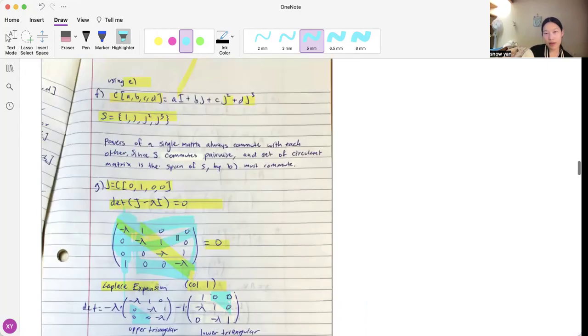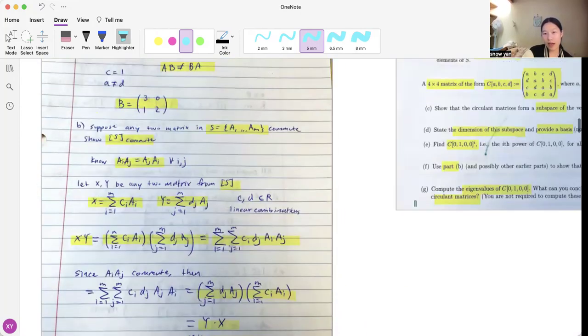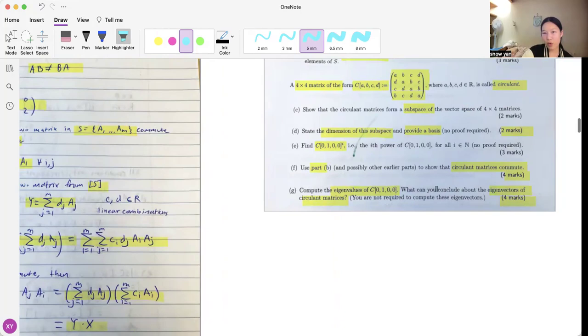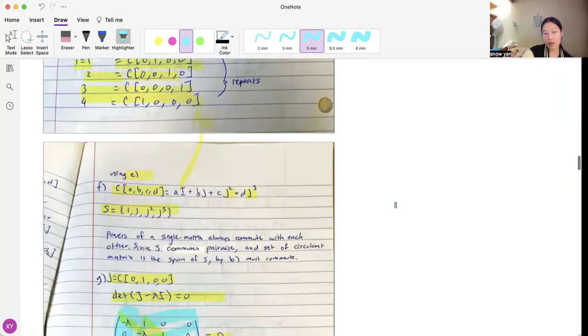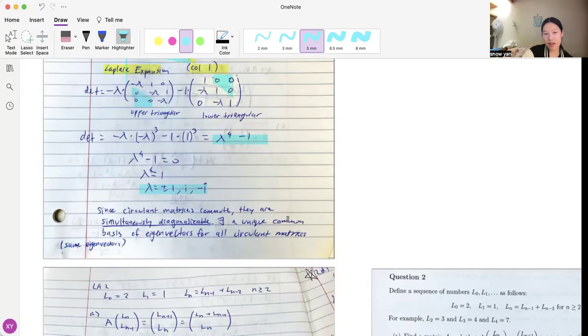And then the last part of this question was asking, what can you conclude about eigenvectors of circulant matrices? The insight here is that since circulant matrices commute, they are simultaneously diagonalizable. So that's what they're looking for. The answer they're looking for is simultaneously diagonalizable. Basically, what this term means is that there exists a common basis of eigenvectors for all circulant matrices.